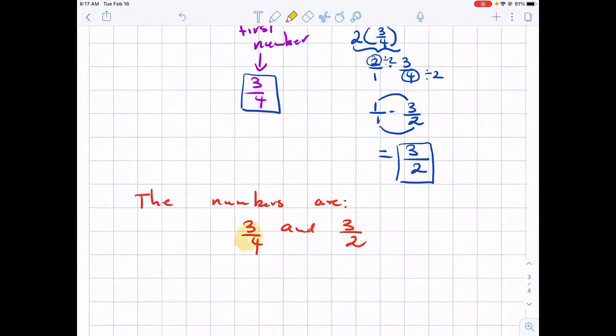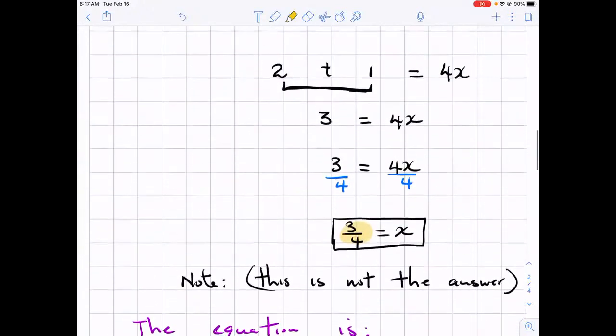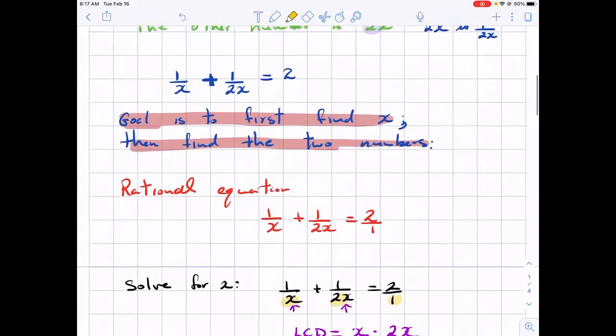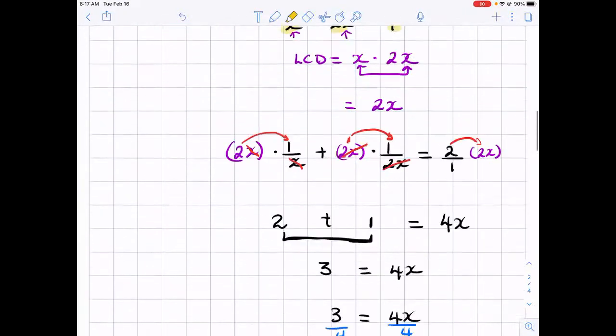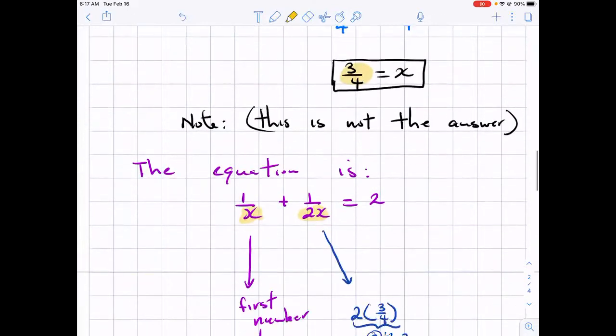It's very common that students or anyone who solves the equation think they're finished. And that's not the case. You should always see what your goal is. The goal is to first find x, which we did, then find the two numbers. It happens that x is one of the numbers here. And then to find the other number, we have to multiply 2 times x.